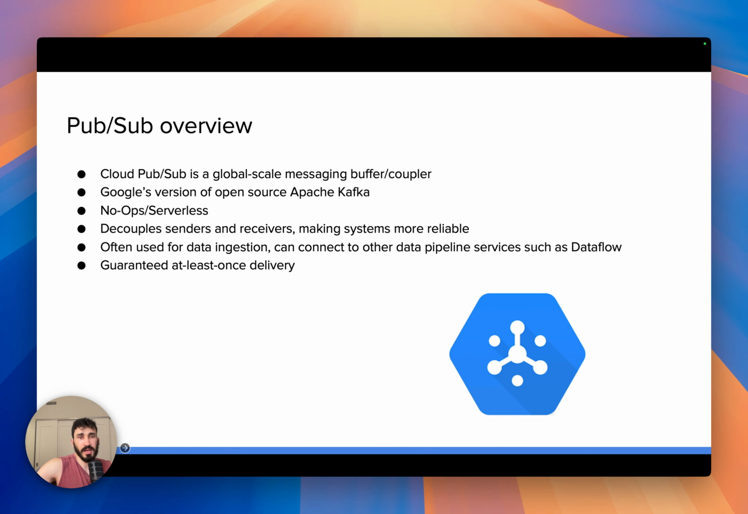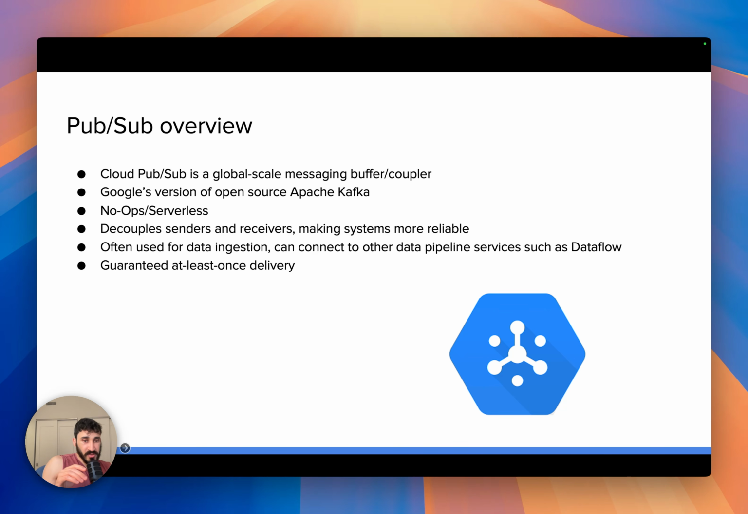So really this should be PubSub is a global scale messaging buffer or decoupler, not coupler. The idea here is that you have a sender and a receiver, and a sender can send a message, and the message can get stored in a PubSub topic, in a PubSub queue, and then there can be multiple receivers subscribing to that topic who would each get their own copy of the message. And so the receiver does not have to be ready to receive the message when the sender sends it. That's what's meant by decoupling.